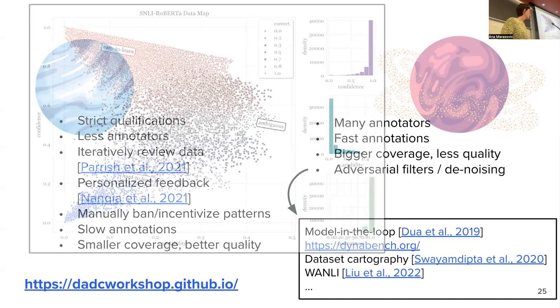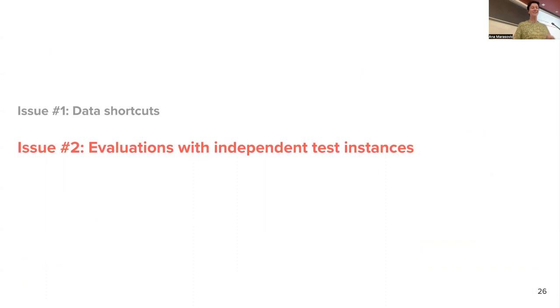Okay, so this was a little digression, not so little. I want to move on to issue number two, which is evaluations with independent test instances. We have all, I believe, taken some form of machine learning class, and we have probably heard about the IID assumption we are making, that our instances are identically and independently distributed, including our test set evaluation instances.